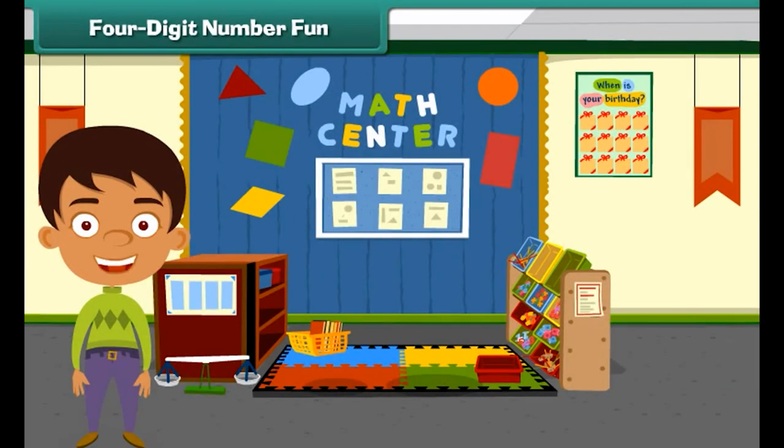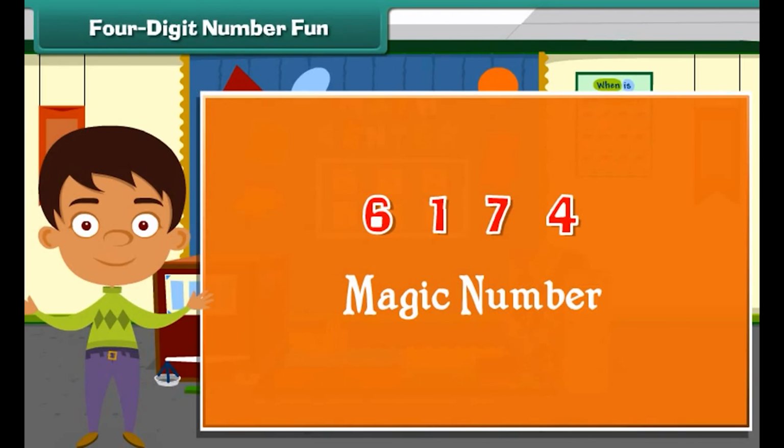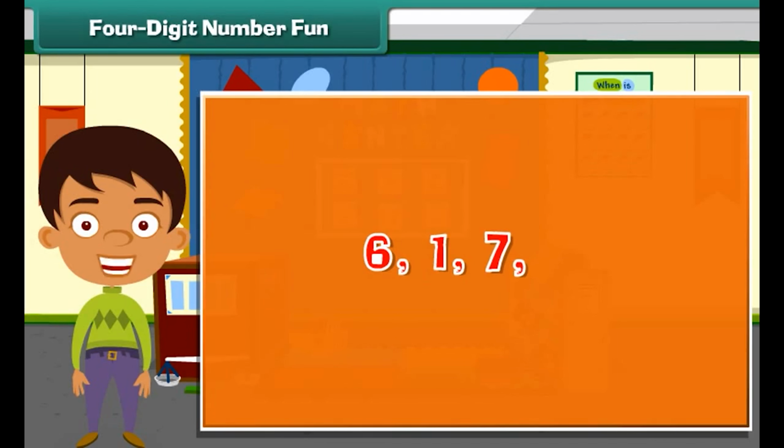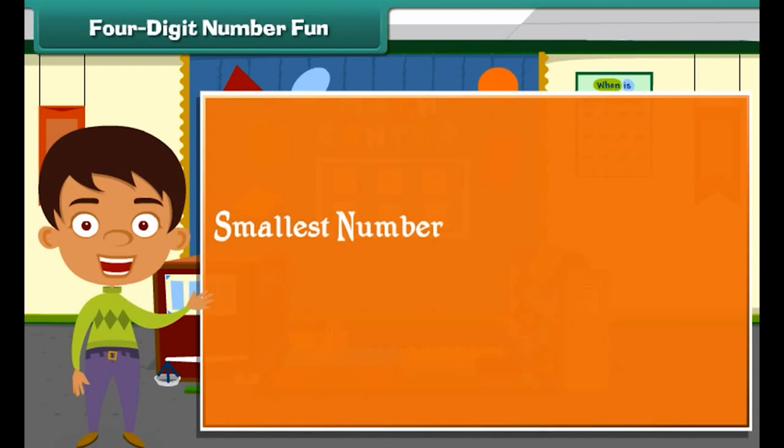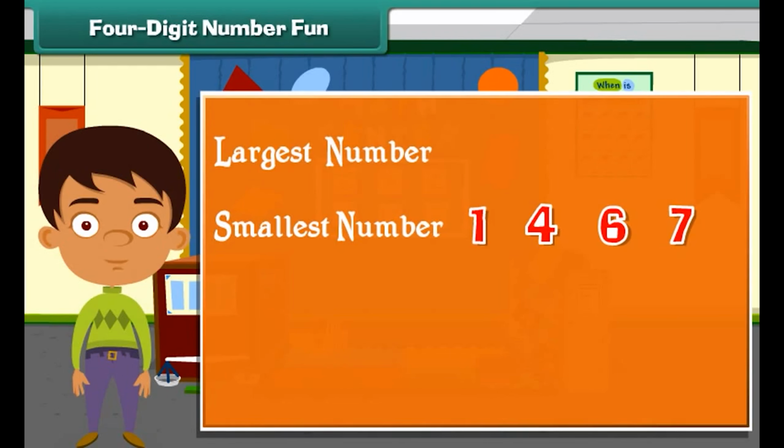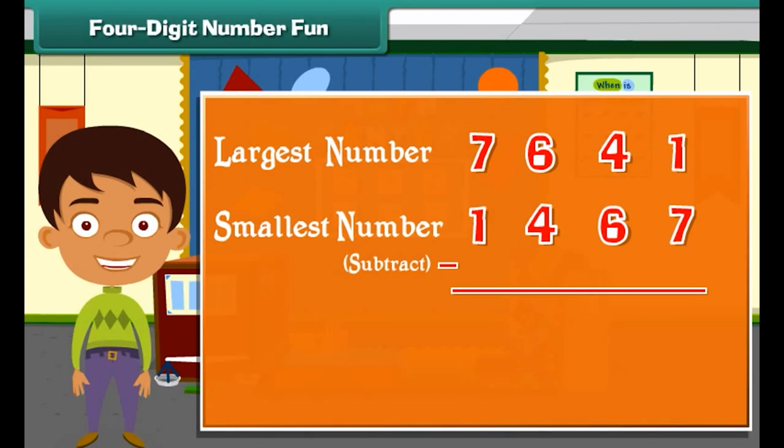Four-digit number fun. Look at number 6174. It is a magic number. Form the smallest and largest four-digit numbers using the digits 6, 1, 7, and 4. The smallest number formed is 1467. The largest possible number is 7641. Now subtract 1467 from 7641. The difference is 6174.